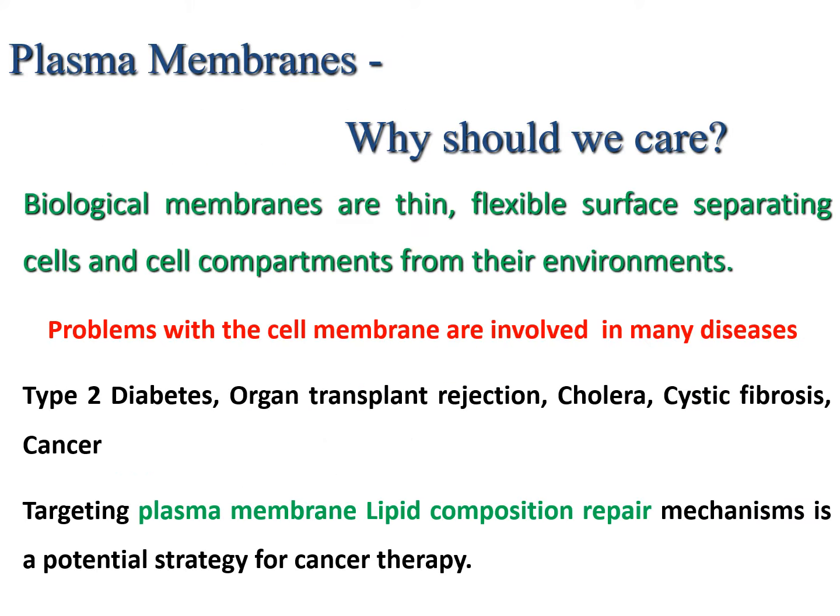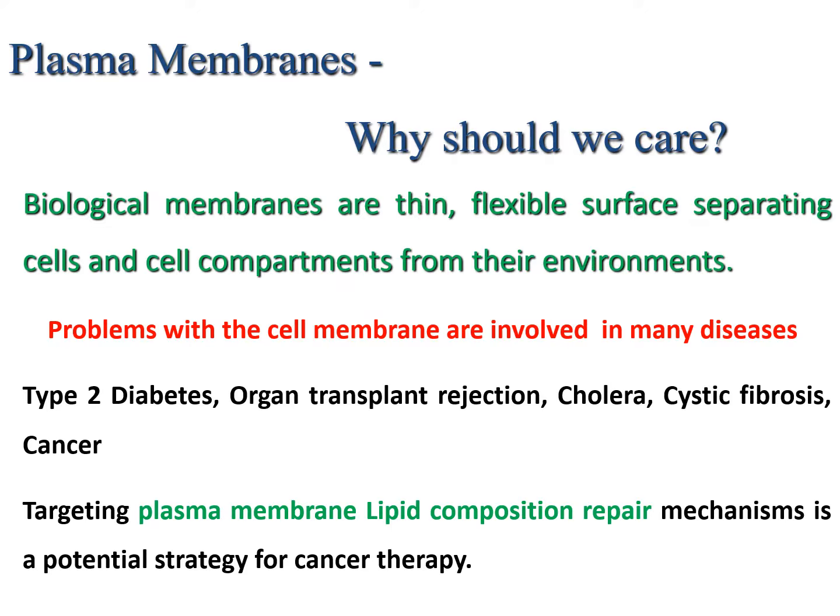So why should we take care of plasma membranes? Biological membranes are thin, flexible surfaces separating cells and cell compartments from the environment. Problems with the cell membrane are involved in many diseases such as type 2 diabetes. In type 2 diabetes, we can see what happens to the insulin resistance. If there is any defect in the pancreas cell membrane, insulin will not be produced. If there is an insulin defect or insulin receptor defect, then it leads to hyperglycemia. That leads to type 2 diabetes.